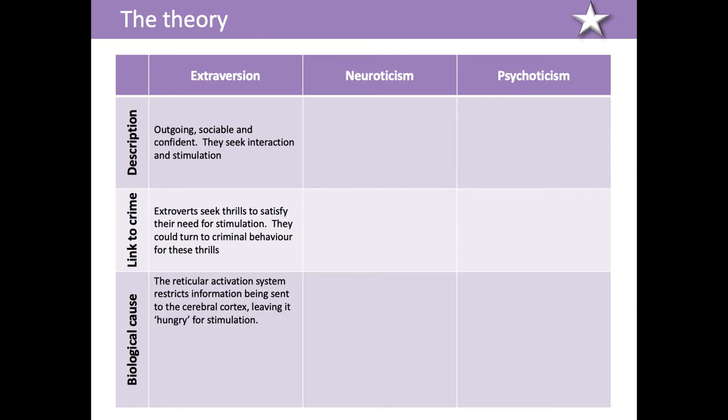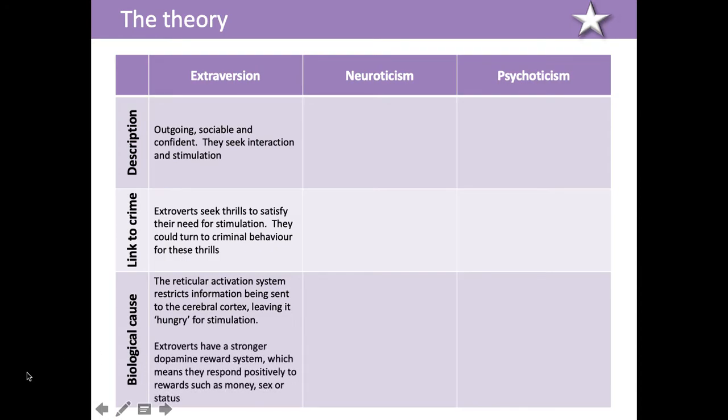Otherwise, they get bored easily, because smaller things like sitting by a fire and reading a book or having a conversation with a couple of people don't activate that part of the brain, and so they need more in order to get that activation. Along with this, we also find that extroverts have a stronger dopamine reward system.